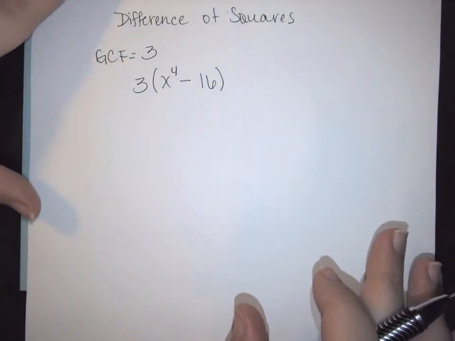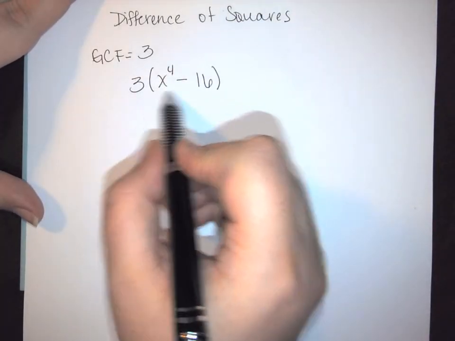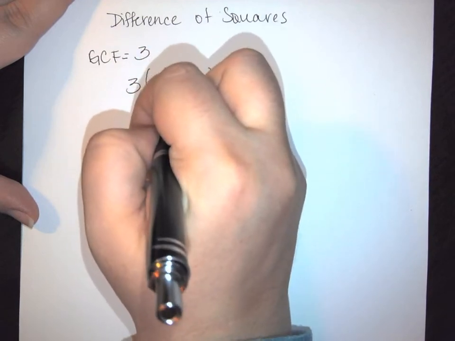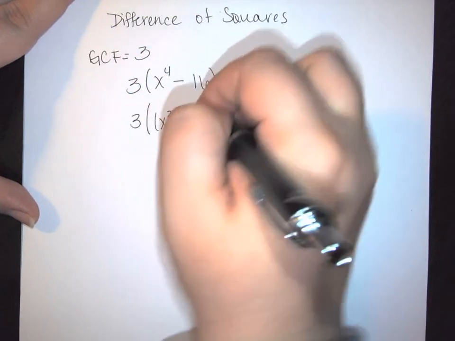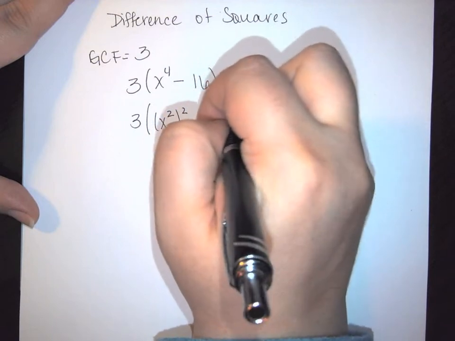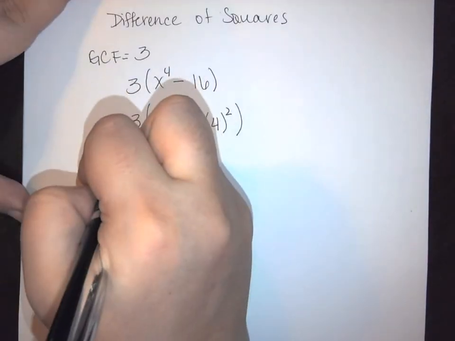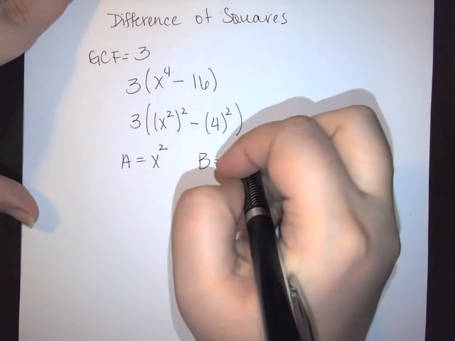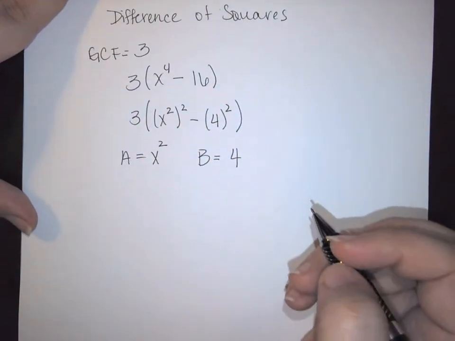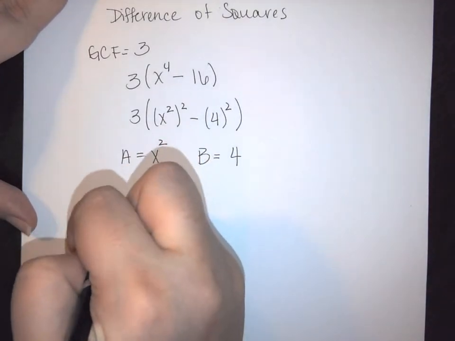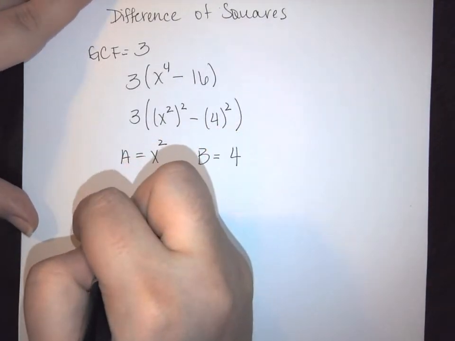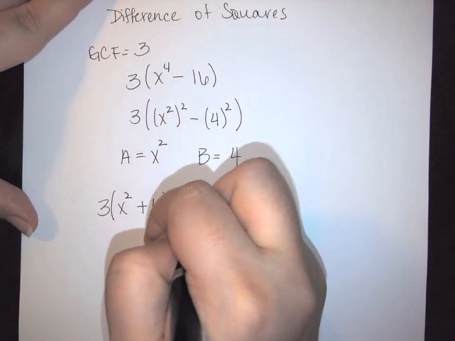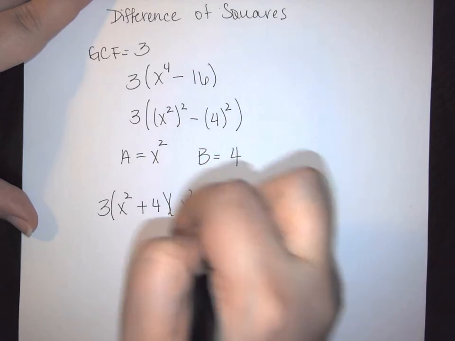So our difference of squares, again, we're going to break this down the same way we did the cubes. So we've got our 3. This is going to become x squared squared minus 4 squared. So a is going to be x squared. B is going to be 4. So in this case, we're going to end up with 3 times x squared plus 4 times x squared minus 4.